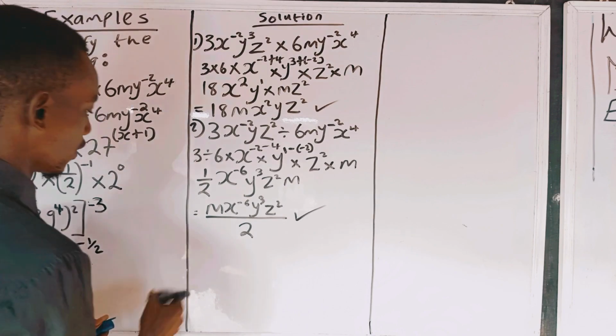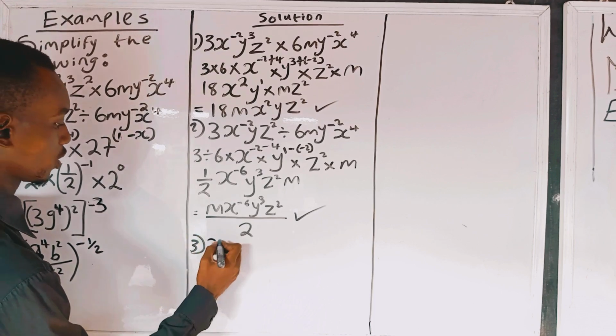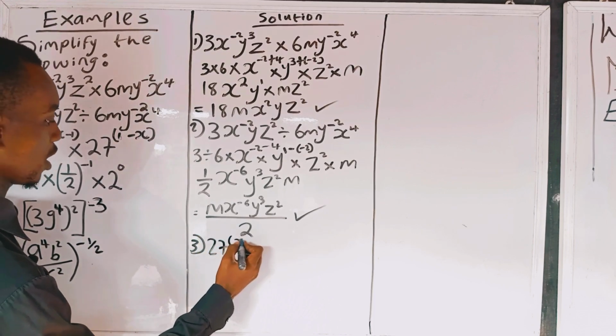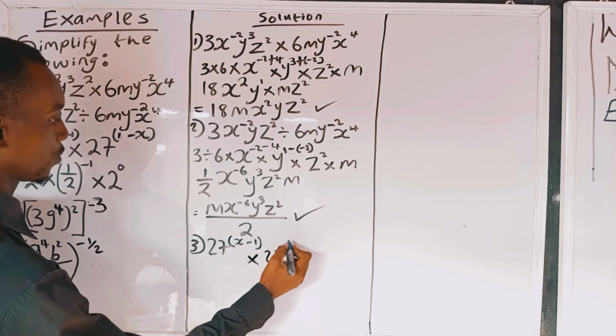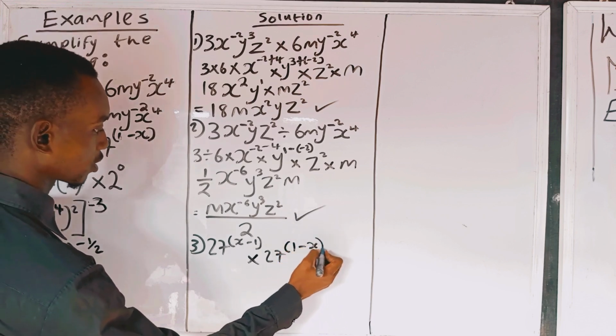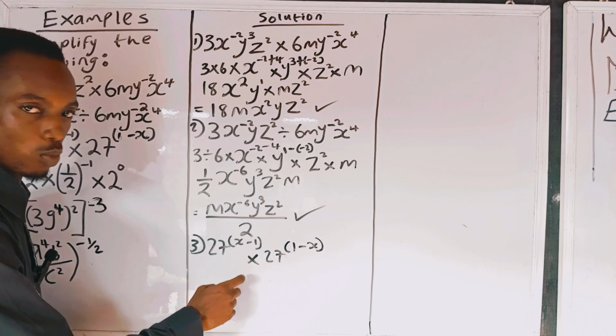Then number 3. Number 3 says 27 to the power of x minus 1, then times 27 to the power of 1 minus x. So what do we do here? Now don't forget, we have the same base and we're multiplying.